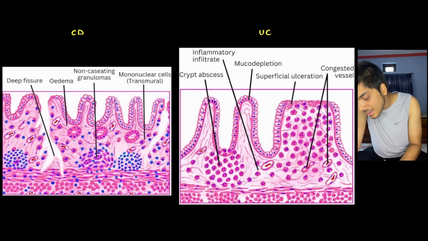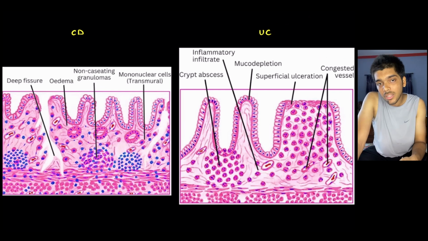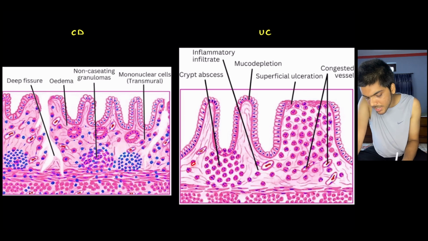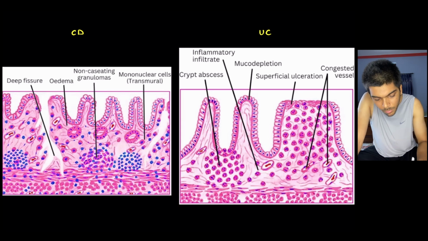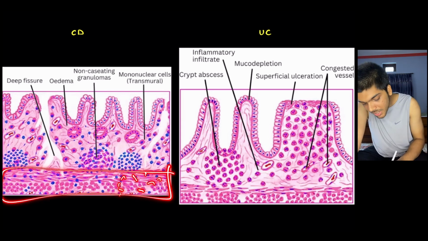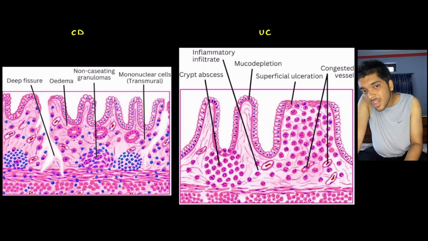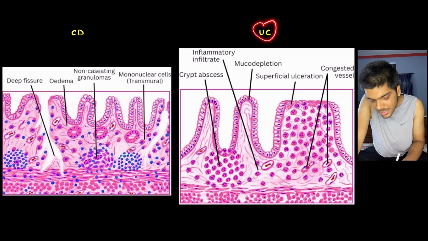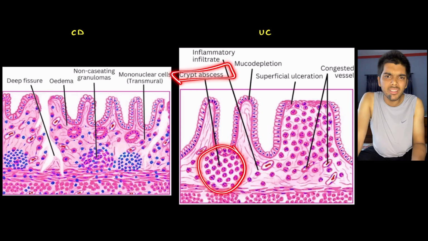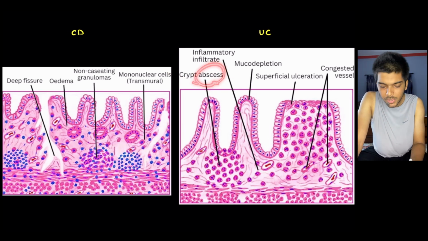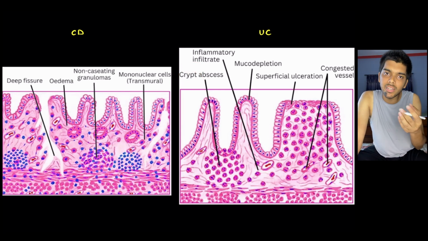Second thing I said is that in ulcerative colitis, there is no transmural involvement. That means it is not the complete thickness of the wall that shows inflammation. So you can see inflammatory cells because it is an inflammatory disease, but not in the muscular layer, unlike Crohn's disease. A typical feature of ulcerative colitis is the presence of crypt abscess. What is crypt abscess? Abscess is nothing but localized pus. If the pus is localized in the crypt of the intestine, that is crypt abscess.